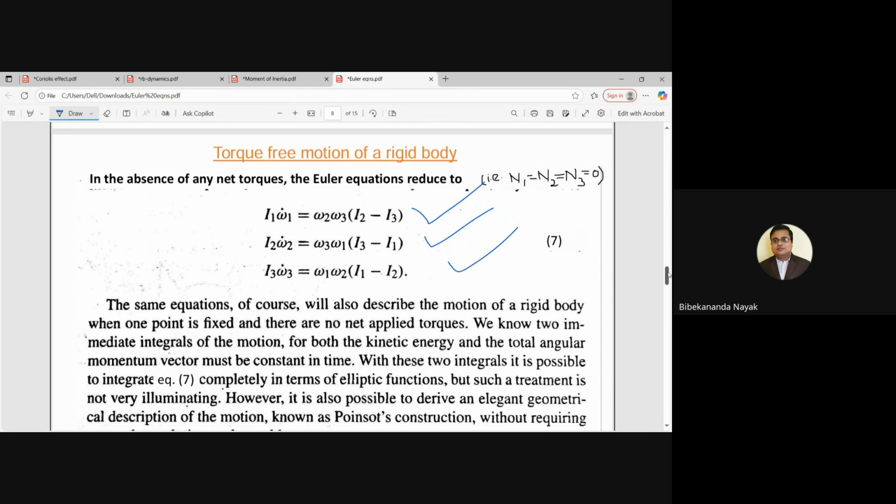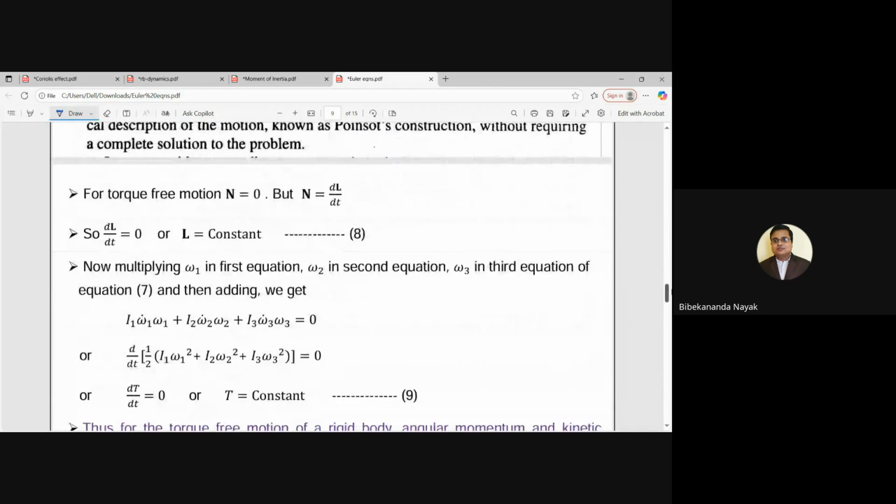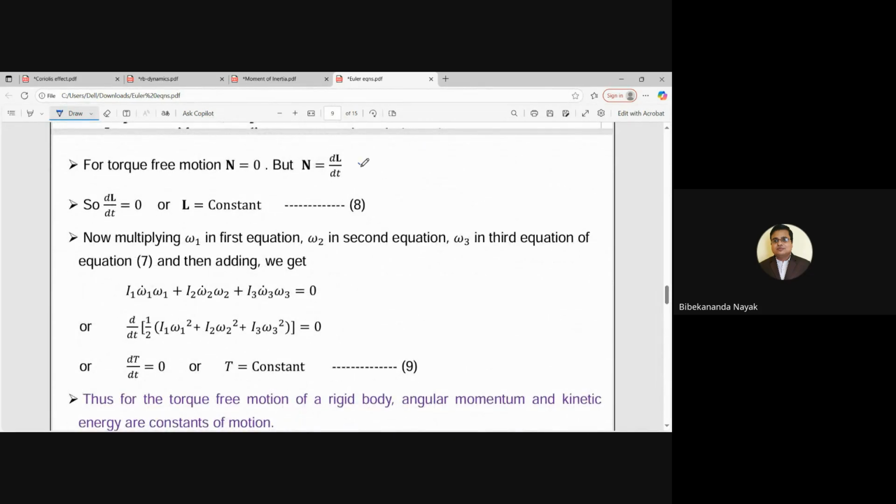Now we can show also that kinetic energy is constant. With this, we know n is equal to 0, and n is dL by dt. So dL by dt equal to 0 means L is constant, angular momentum is constant.